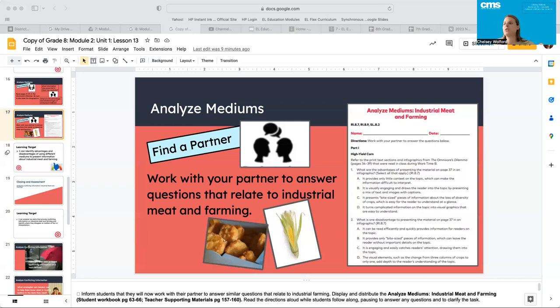Number 6 said, what is one advantage of presenting the material on page 119 as an infographic? You should have said D. It turns complicated information about chicken nuggets into visual graphics that are easy to understand.